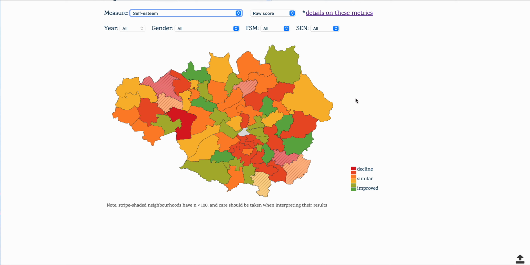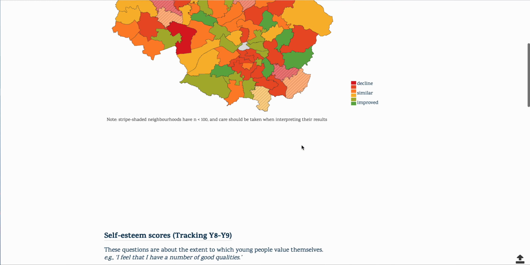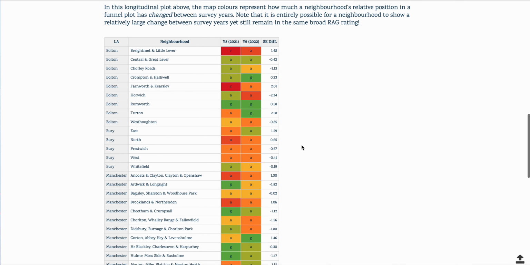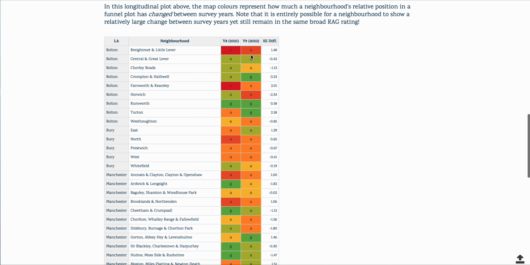As with the standard version of the data dashboard, for cross-sectional data, you can filter by year group, gender, free school meal eligibility, special educational needs, and different combinations of those filters. An alternative way of exploring this data is in table form, which I'm showing you now, and you've just got this nice handy contrast between a neighbourhood's position in the funnel plot in 2021 when the young people were in Year 8, and then in 2022 when the young people were in Year 9.